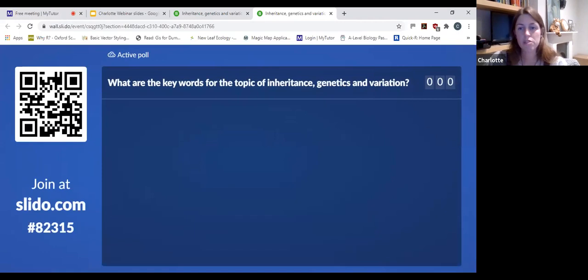So we've got this Slido here. If you go to slido.com or scan that QR code on your phone, you might have to use the number #H2315. That allows you to put in some of the keywords that you've learned for the topic of inheritance, genetics and variation, and it will make a really cool word pattern. If you were in some of the biology lessons over the summer, we did this quite a lot as a way of revising.